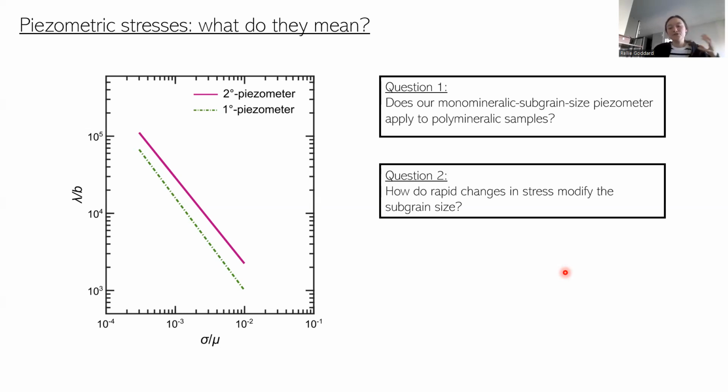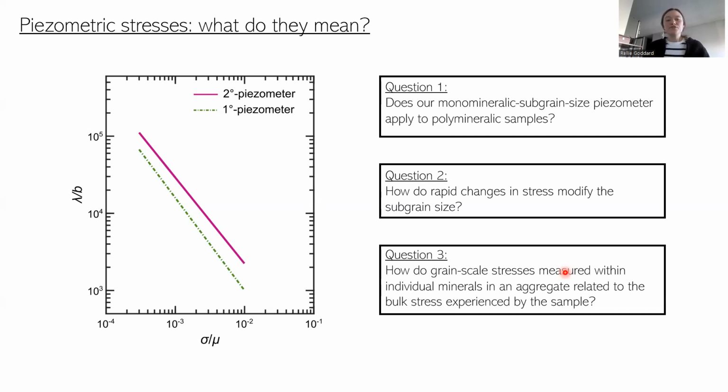The second, which I was talking about earlier when I was showing the stress strength profile by Platt and Behr, is the fact that we don't have steady state deformation histories in nature like we do in experiments when we calibrate these piezometers. So we want to know, how do rapid changes in stress modify the subgrain size? Are they able to keep up with the stress to record it, or do you tend to record different parts of the deformation history in natural rocks?